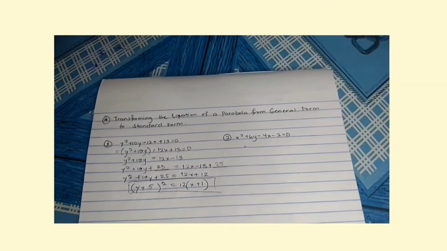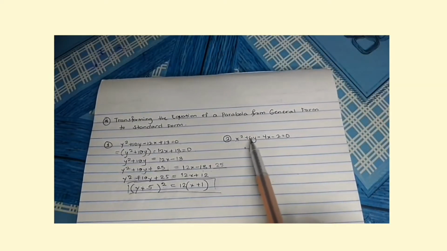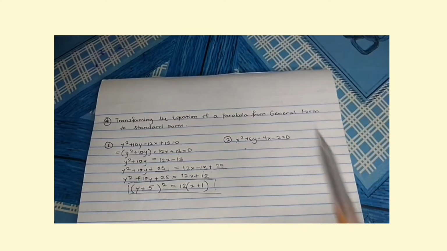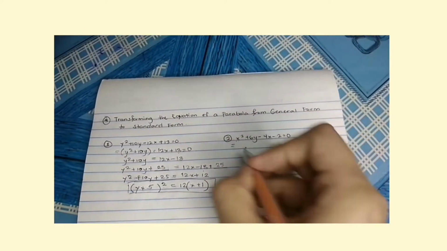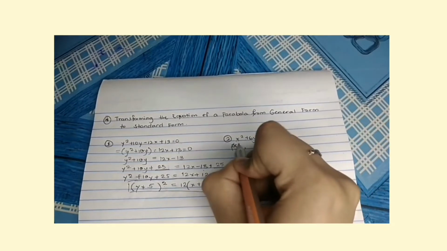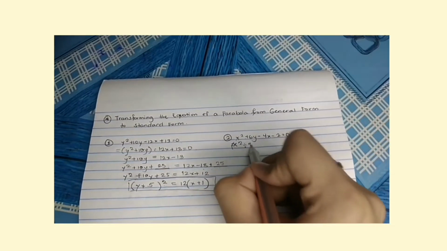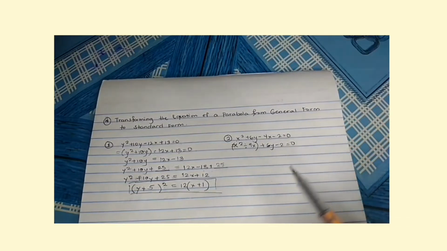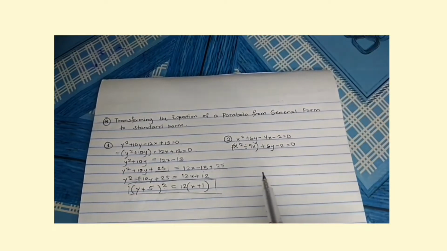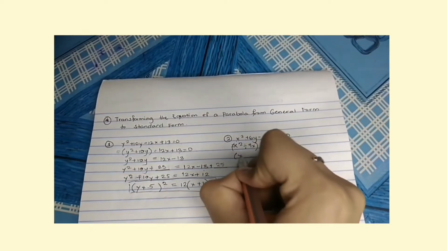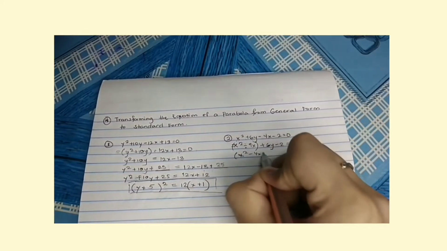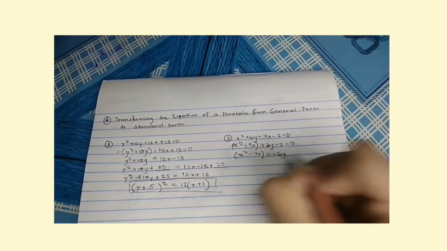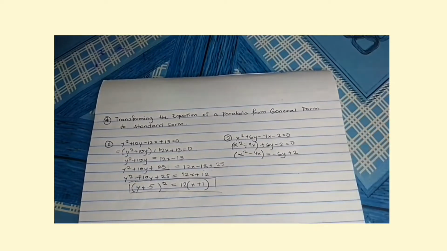So we have here another example. x squared plus 6y minus 4x minus 2 is equal to 0. Group the terms. You have to group the terms x squared minus 4x. The next step is to move the remaining terms to the right side of the equation. So bring down x squared minus 4x is equal to positive 6y, it will become negative 6y plus 2.